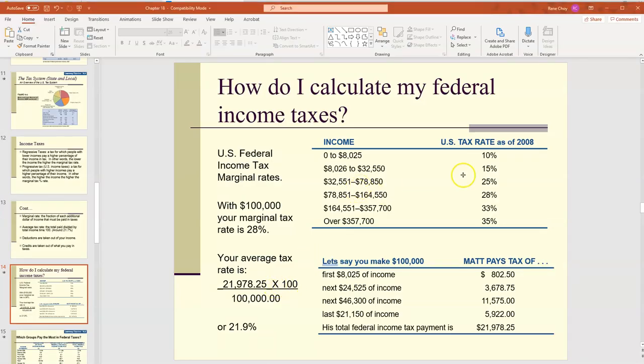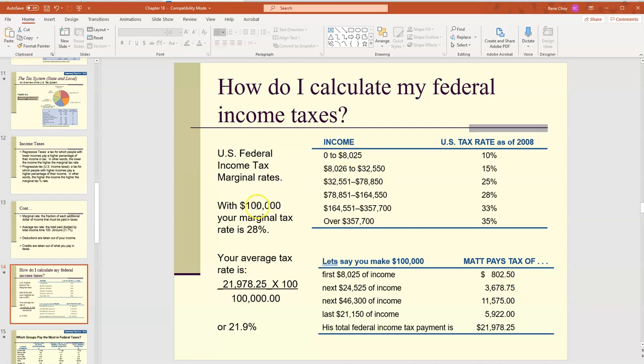All right, so this is an example of a bracket. Imagine that any money between 0 and 8,025, you got to pay 10%; 8,026 to 32,550, you got to pay 15%, and so on. Now imagine that you have somebody who has $100,000 in taxable income. The way you figure out how much you got to pay is by following the bracket. So any money between 0 and 8,025, you got to pay 10%, which is what that number is down here: 802.50 is 10% of 0 to 8,025.